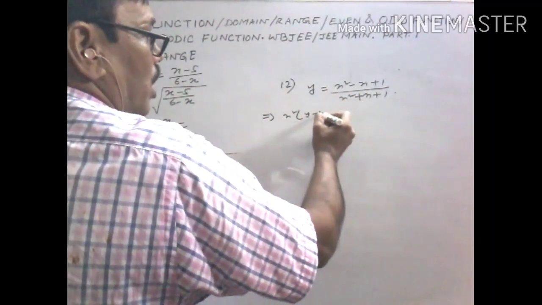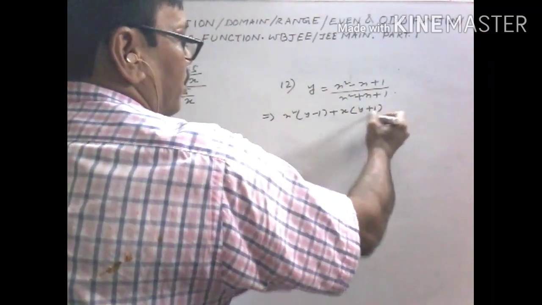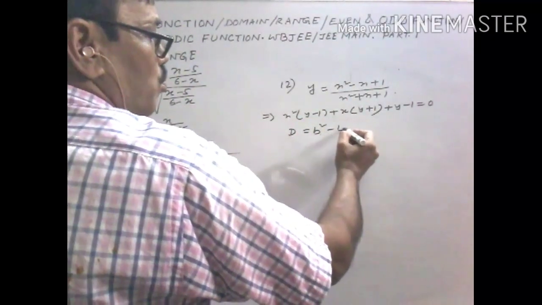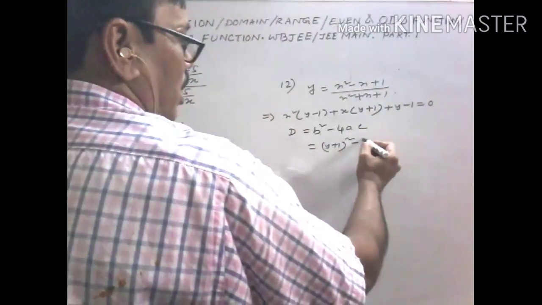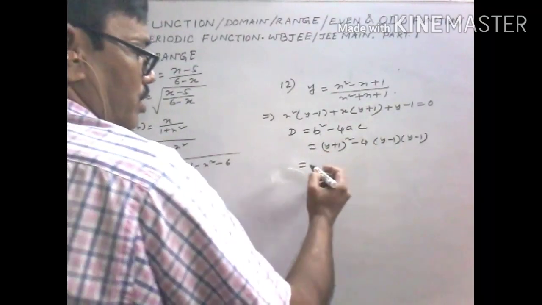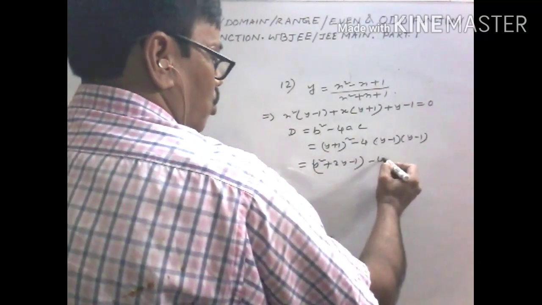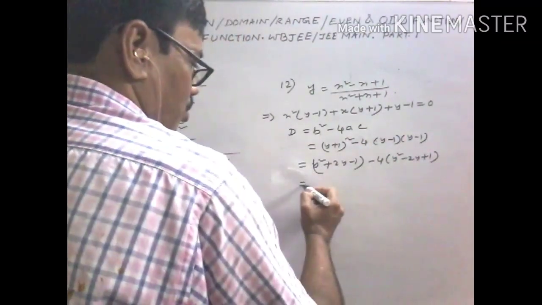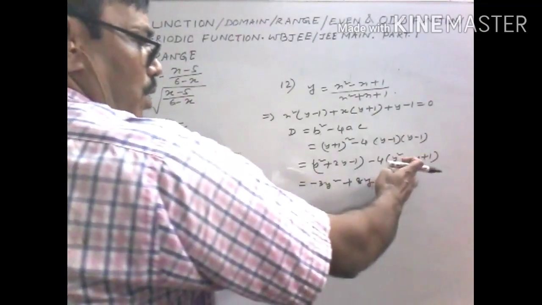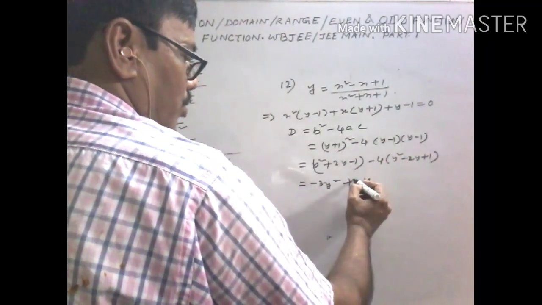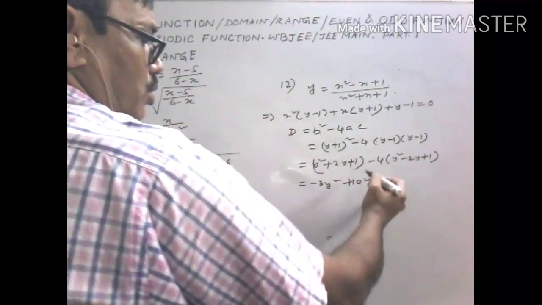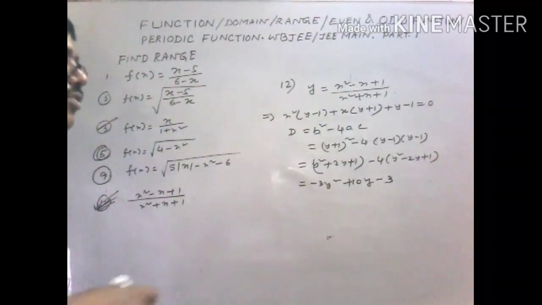So x square times (y minus 1), x times (y plus 1), plus (y minus 1) equals 0. This is a quadratic equation, D equals b square minus 4ac. So (y plus 1) whole square, minus 4 into (y minus 1) times (y minus 1). So y square plus 2y plus 1, minus 4 into y square minus 2y plus 1, so minus 3y square, plus 10y, and minus 3.